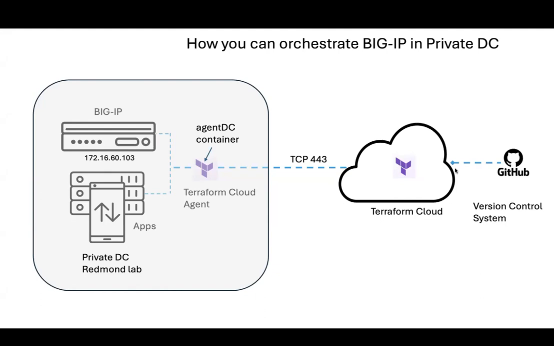Then on the right side, you can see GitHub, where your BIG-IP configuration is committed. So, for example, you have GitHub. I will show you that GitHub.